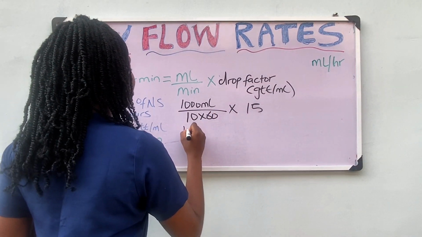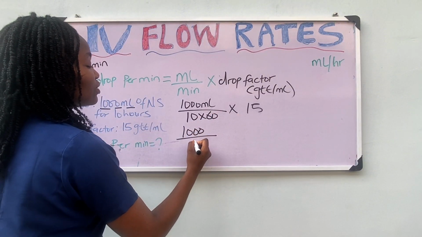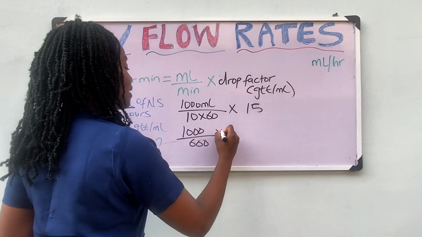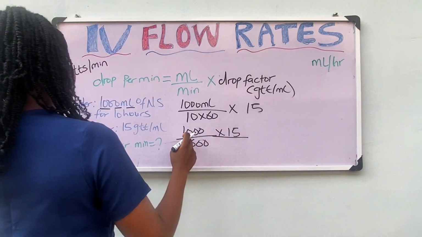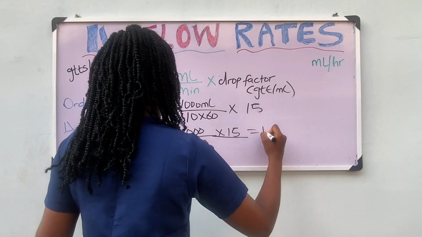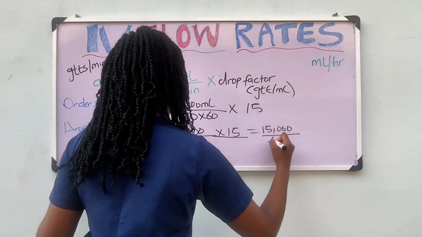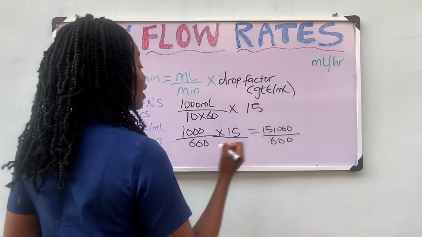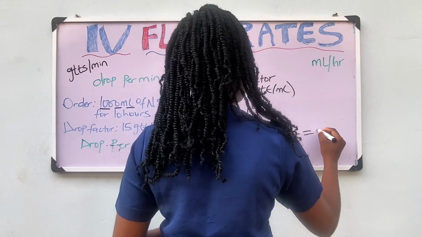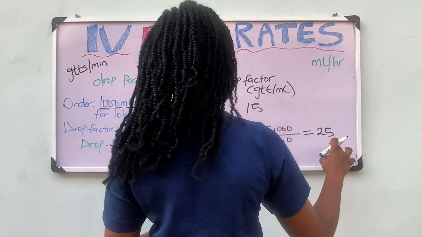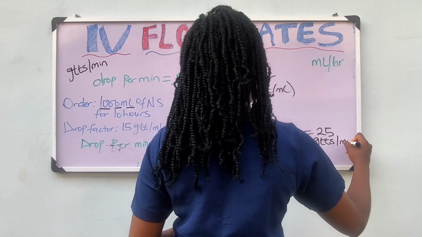So bringing that downward, we have 1000 divided by 10 times 60, which gives us 600, times 15. When we do 1000 times 15, we have 15,000 divided by 600. When we divide that, it gives us 25. Our drops per minute is going to be 25 GTTs per minute.